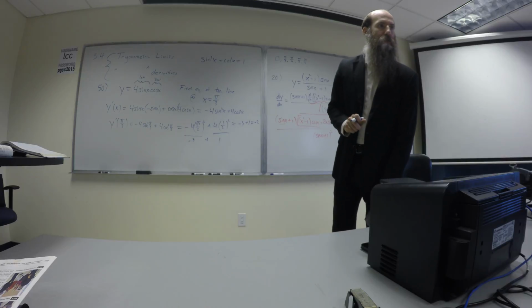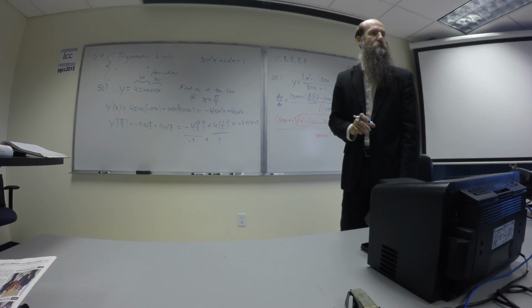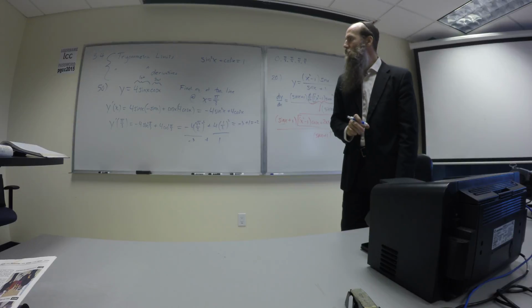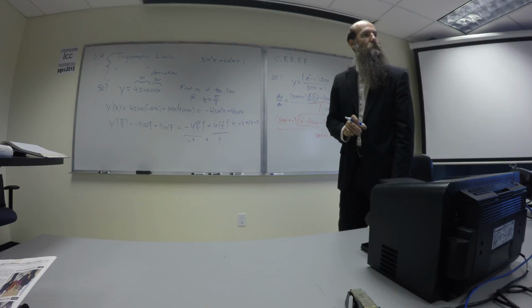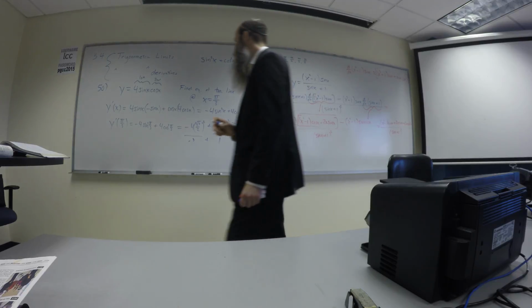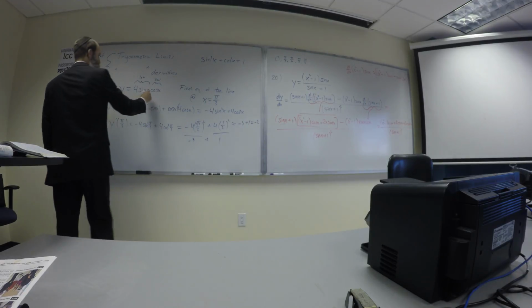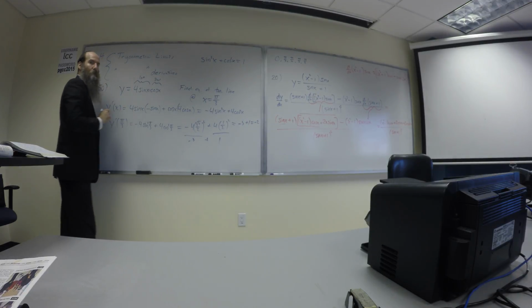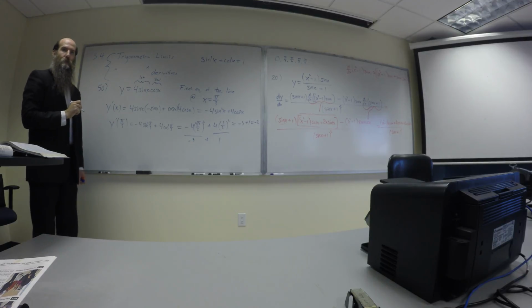Yeah. The 1 over x square, we apply the quotient rule. So the 4 sine x, are we supposed to apply the product rule? The 4 sine x, the first part. This? Yeah. Are we supposed to apply the product rule?